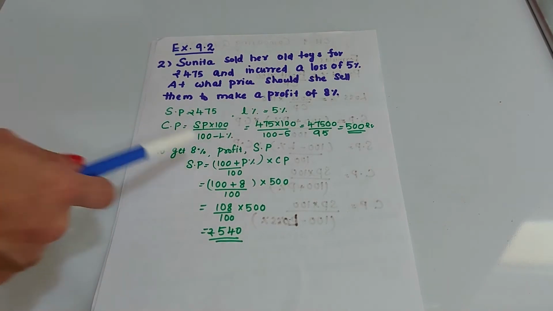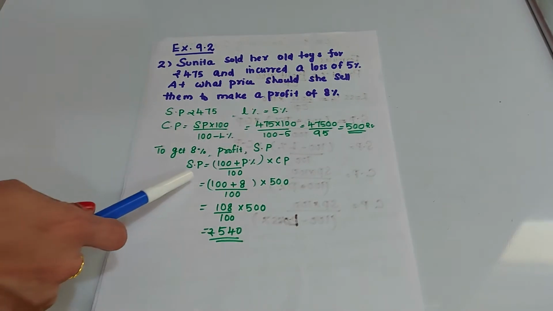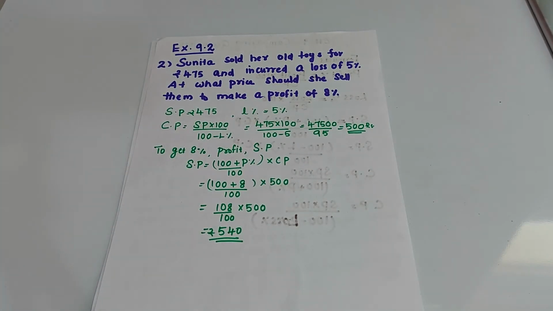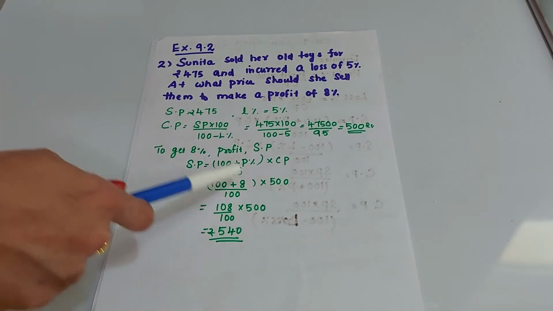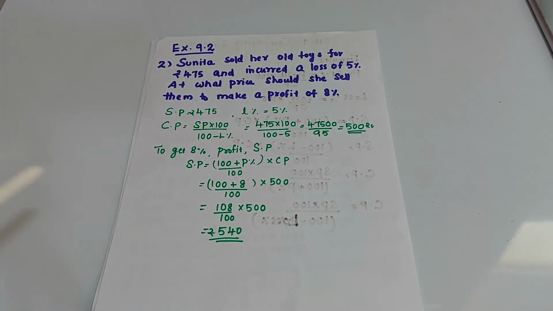To get 8% profit, SP is equal to (100 plus profit percentage) by 100 into CP. Here profit percentage is 8%, so (100 plus 8) by 100 into 500. After simplifying, you will get rupees 540. So she has to sell for rupees 540 to get the profit of 8%.